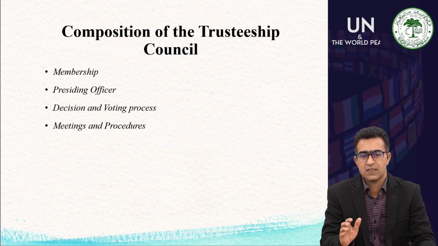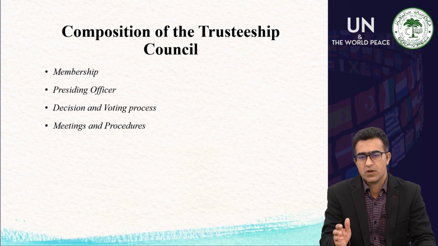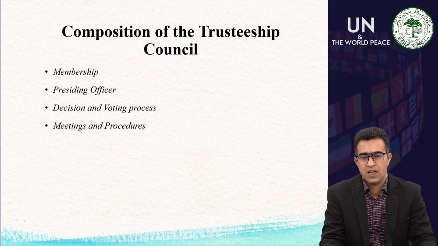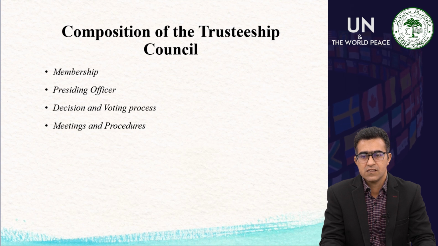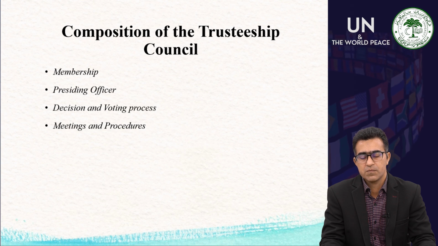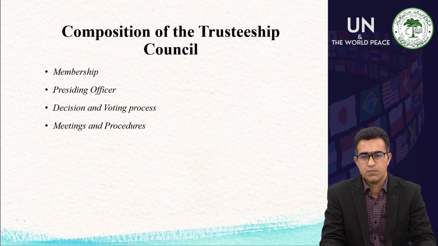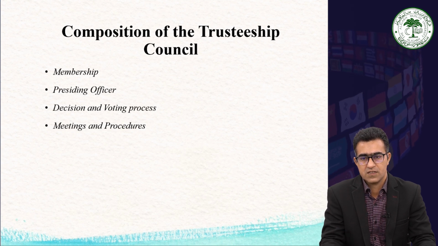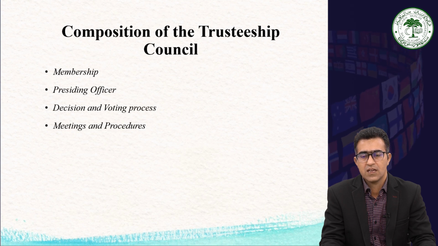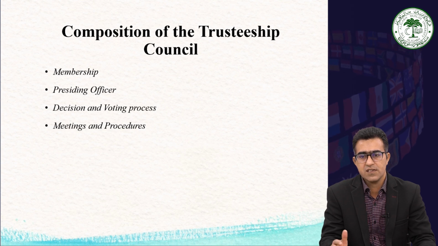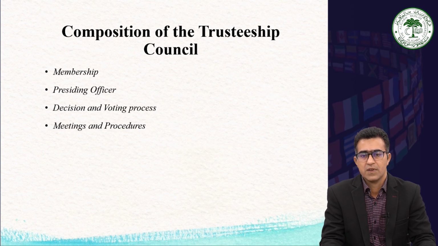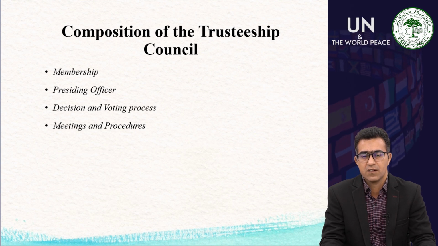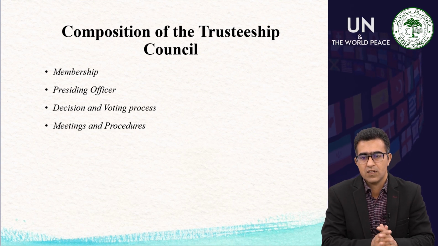Now, we are going to look at the decision making and voting process of the Trusteeship Council. According to Article 89, the decisions of the Trusteeship Council shall be made by a majority of the members present and voting. Important decisions such as those concerning the supervision or termination of trusteeship agreements require the affirmative vote of all permanent members of the council. And decisions related to the admission of new trusteeship agreements or amendments to existing agreements also require the approval of all permanent members.